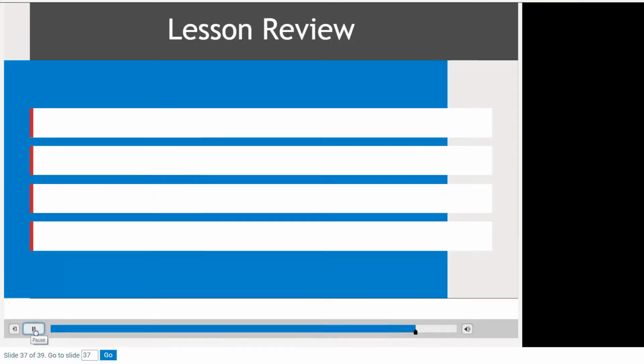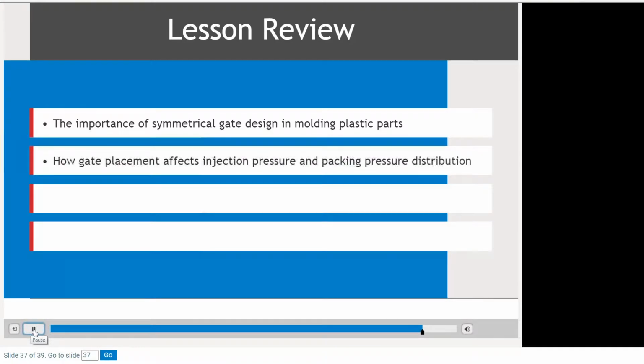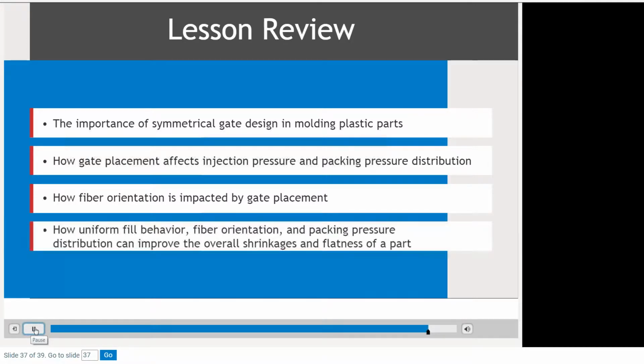This concludes Section 4, Mold Design, Gates, Lesson 10, Gate Symmetry and Balance. In this lesson you learned the importance of symmetrical gate design in molding plastic parts, how gate placement affects injection pressure and packing pressure distribution, how fiber orientation is impacted by gate placement, and whether uniform fill behavior, fiber orientation, and packing pressure distribution can improve the overall shrinkages and flatness of a part.